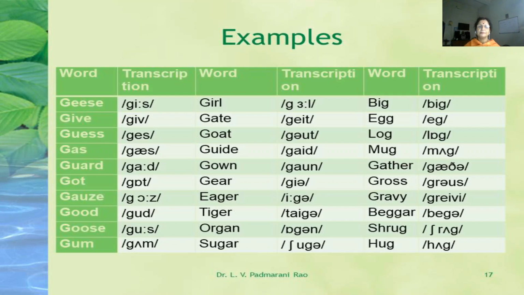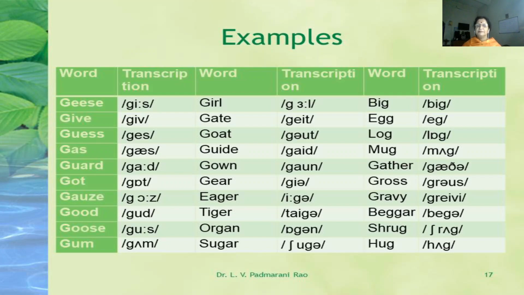G-U-M, gum. G-I-R-L, girl. These two involve the central vowels. G-A-T-E, gate. Diphthongs begin from here. G-O-A-T, goat. G-U-I-D-E, guide. G-O-W-N, gown. G-E-A-R, gear. E-A-G-E-R, eager. Tiger. Organ. R is not pronounced before the consonantal sound. Sugar.